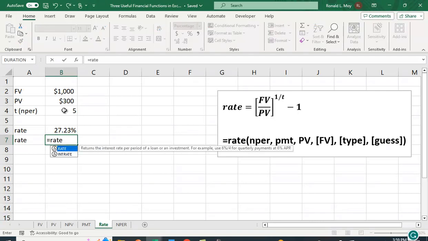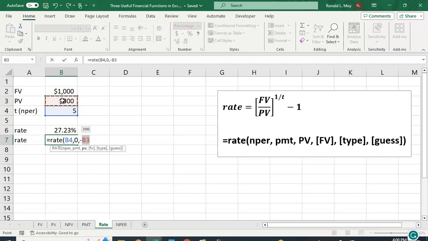Or I can use the rate function. Rate, number of periods. We have no payment. Now, you have to be careful here. You have to put the PV in as negative. And the reason you have to do that, it's the way Excel works. They're on different sides of the equation. The way to think of it is you're putting money away, so it's a cash outflow, and the future value will be a cash inflow, will be coming to you.